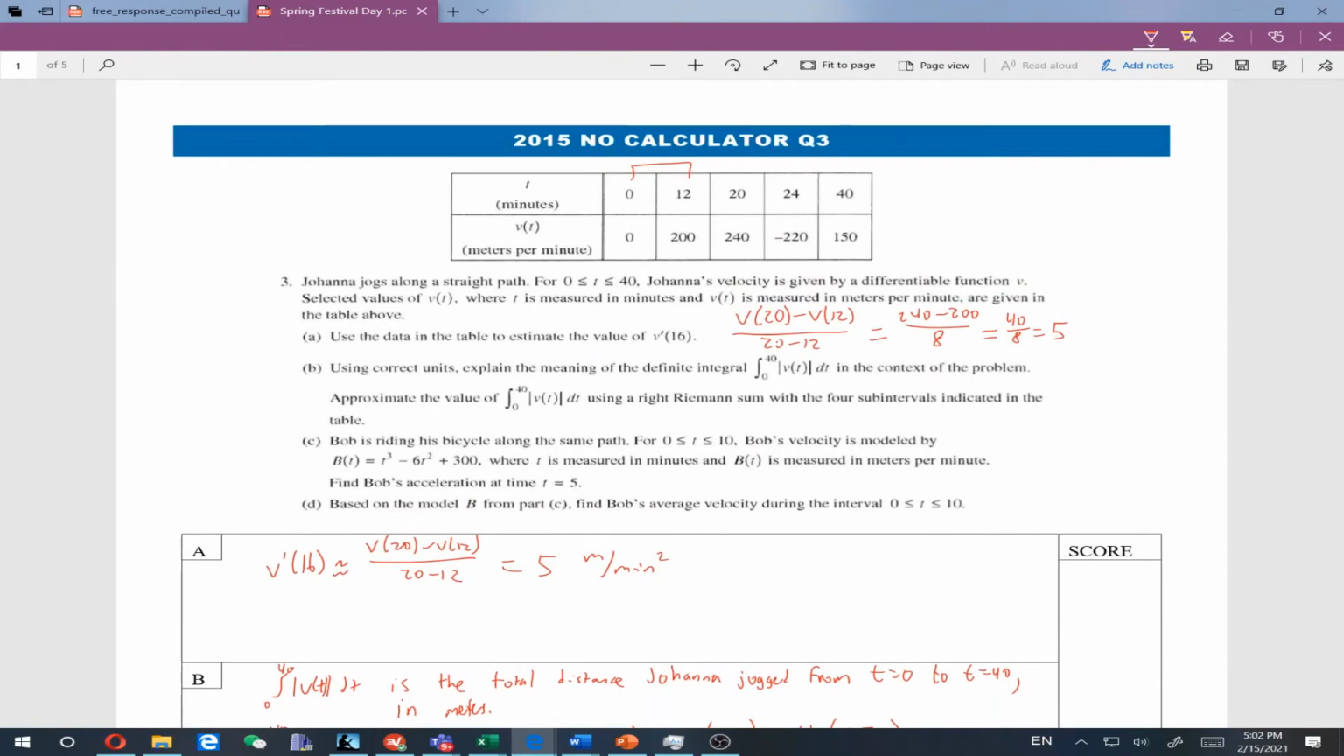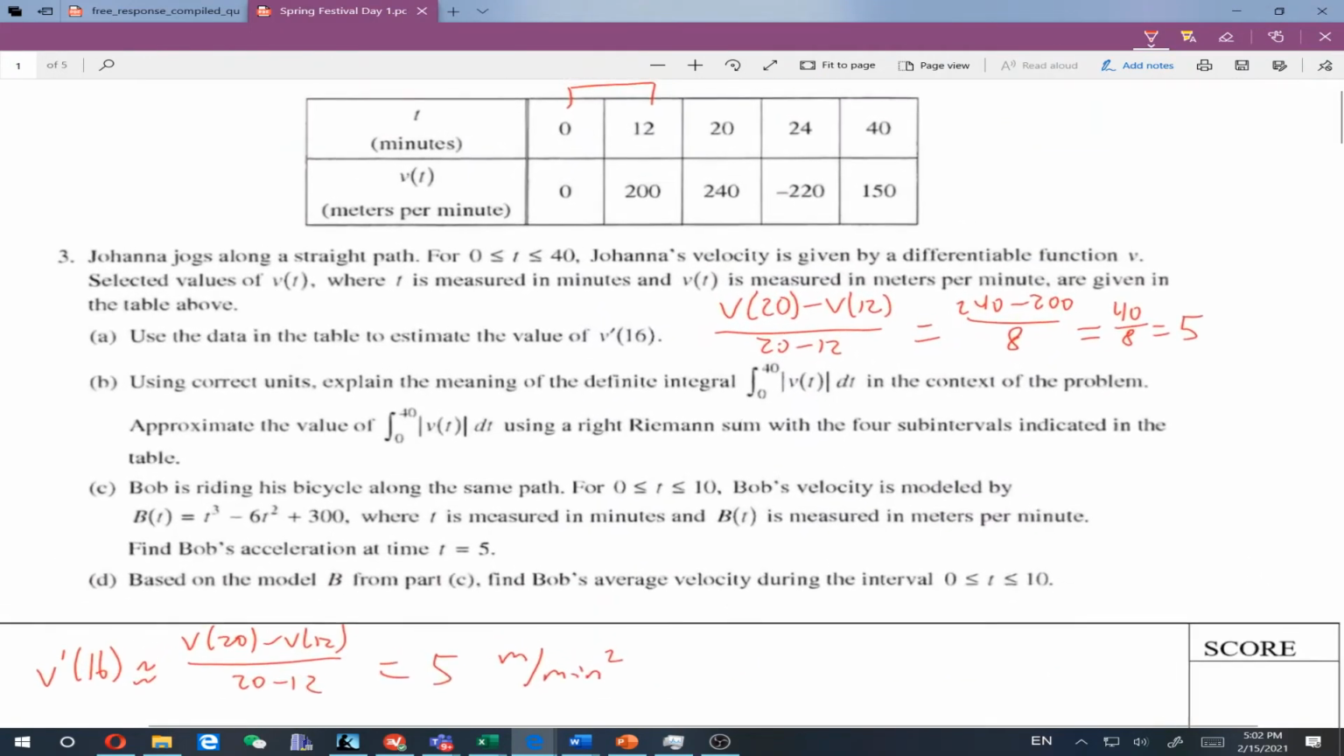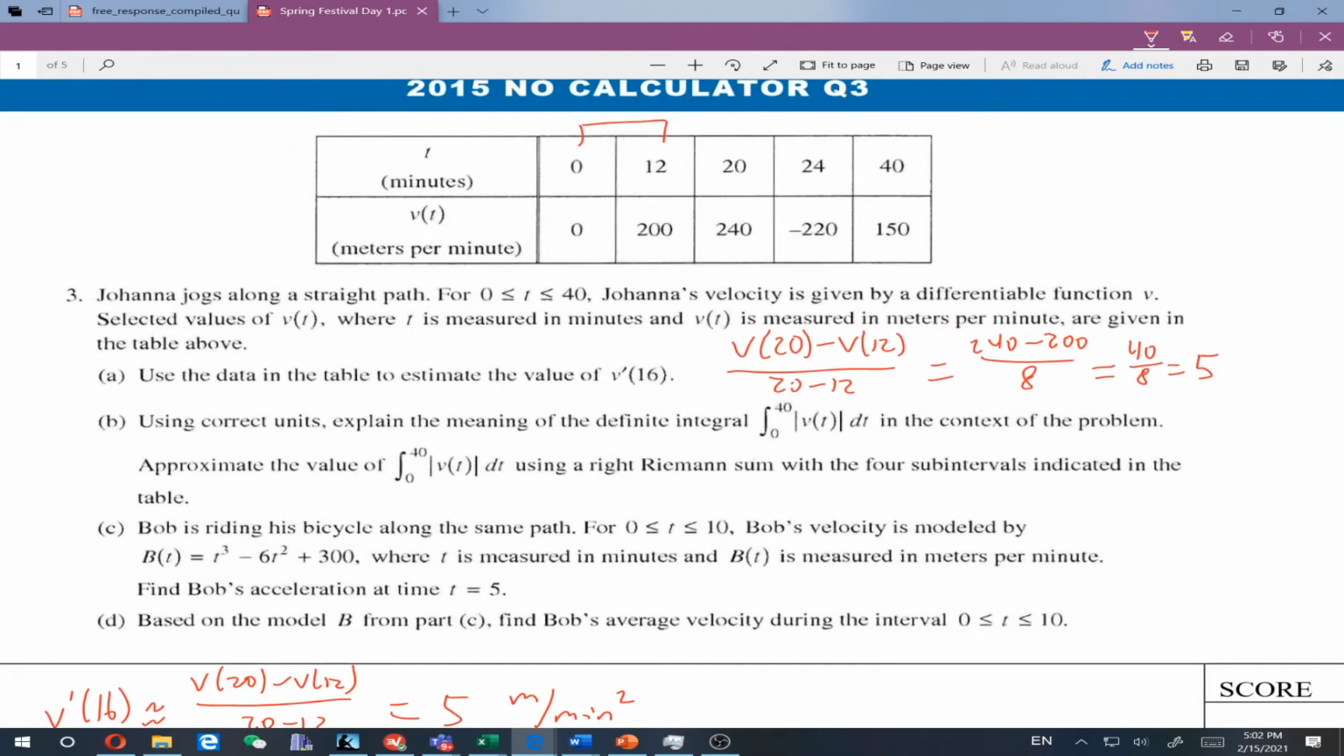Okay, for part C, I've got Bob riding his bicycle on the same path. For the first 10 minutes, Bob's velocity is modeled by B(t) equals t cubed minus 6t squared plus 300, where t is measured in minutes and B(t) is measured in meters per minute. I want to find Bob's acceleration at t equals 5.